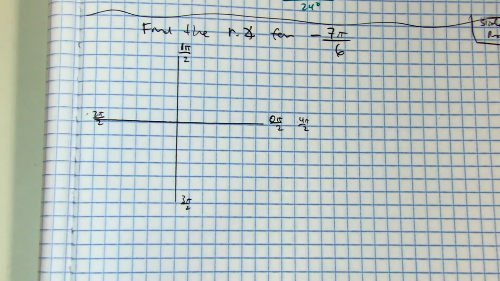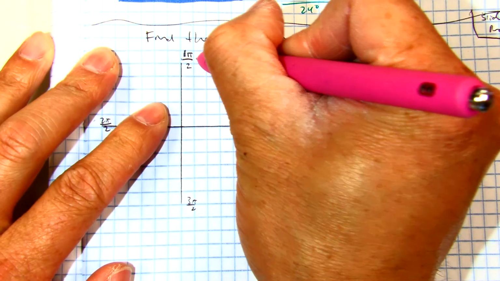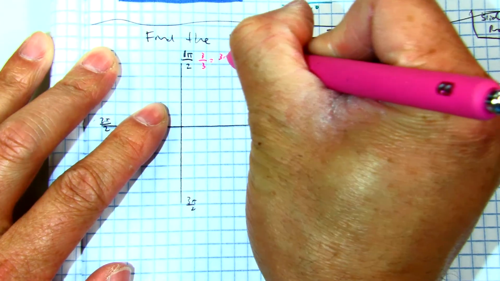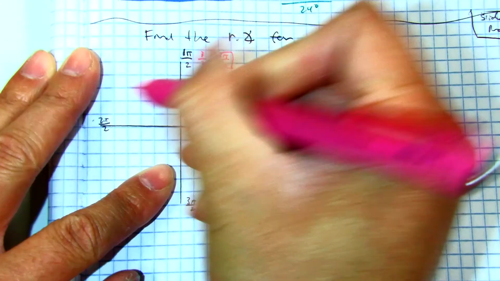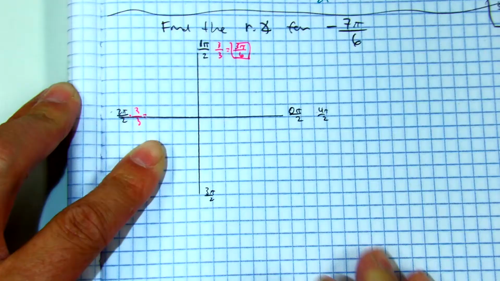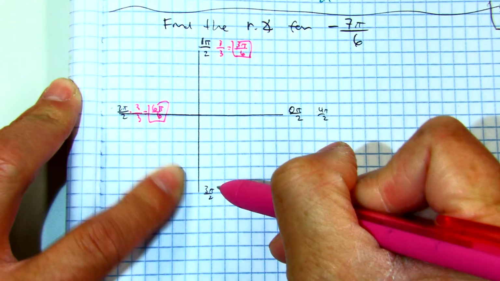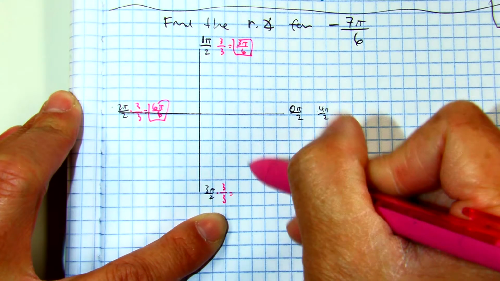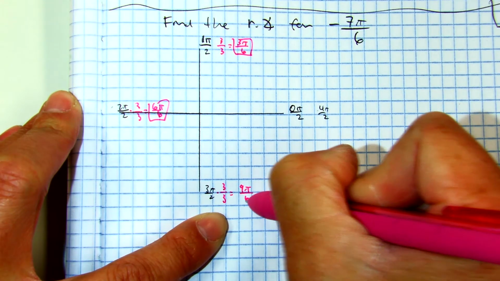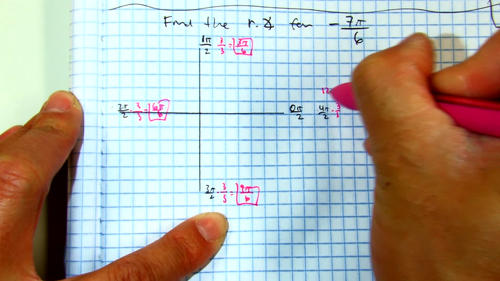Alonzo, I need denominators of 6. So I'm going to have to multiply by what number? This one you're going to multiply by 3? Yeah. 3 pi over 6. This one becomes what? This one? And this one? 12 pi over 6.